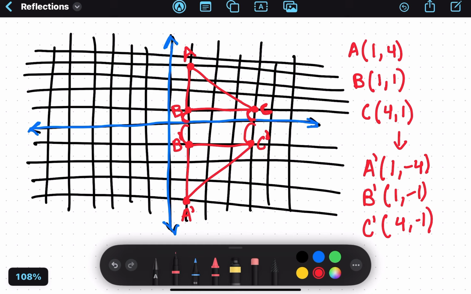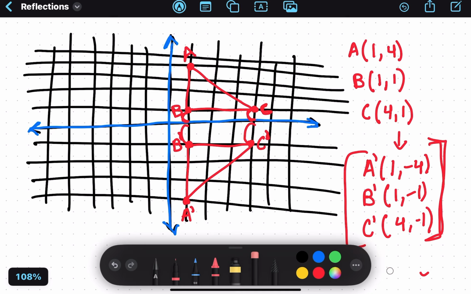And there you go. And let's say we wanted to take this image now and reflect that and get a different image, then the new points would be A double prime, B double prime, C double prime. So that would look like this. And then so on. If you did that, then it would become A triple prime. And then it could be quadruple prime. And so on and so on.